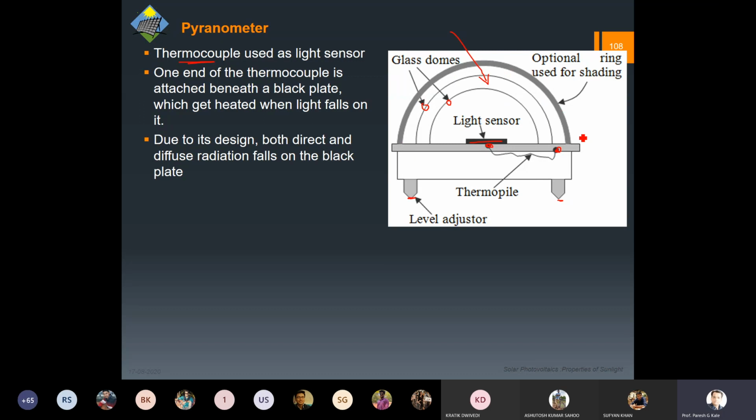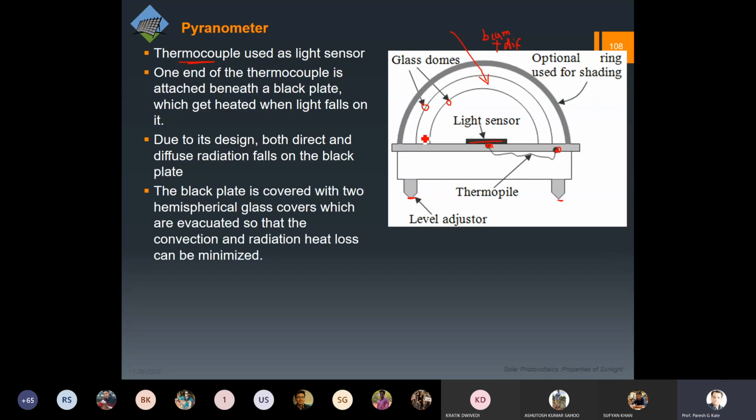Now, you can see that as this dome is absolutely open, being made of glass, you are going to receive both the beam, that is direct, as well as the diffuse radiation. So this light sensor is sensing both the diffuse as well as the beam radiation, and the heating effect will be the total of these two. Now why do we use this black plate? For the obvious reason that it will absorb both. It will not allow anything to escape.